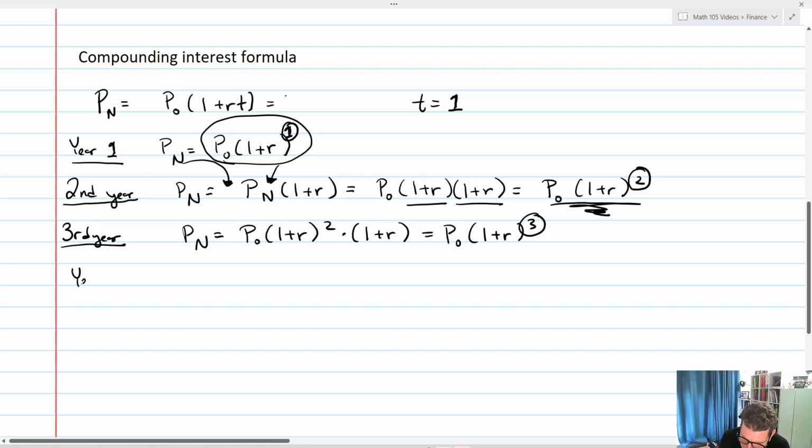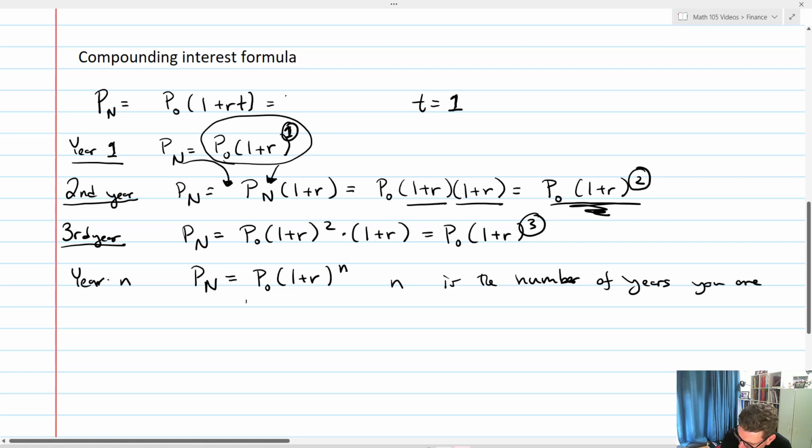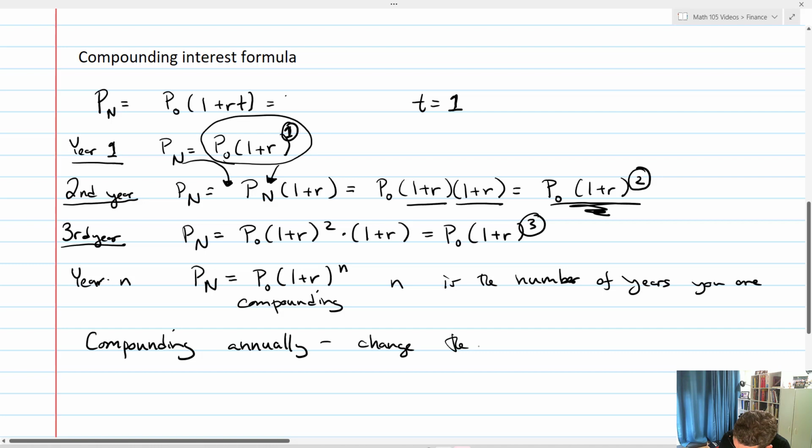And if we write this out, year n, the Pn is going to equal P naught times 1 plus R to the n. And n is the number of years you're compounding. So how many years are you actually going to be taking this compounding interest? Now, we have a phrase for this. We say that this is compounding annually. So compounding annually means we change the principal once per year.